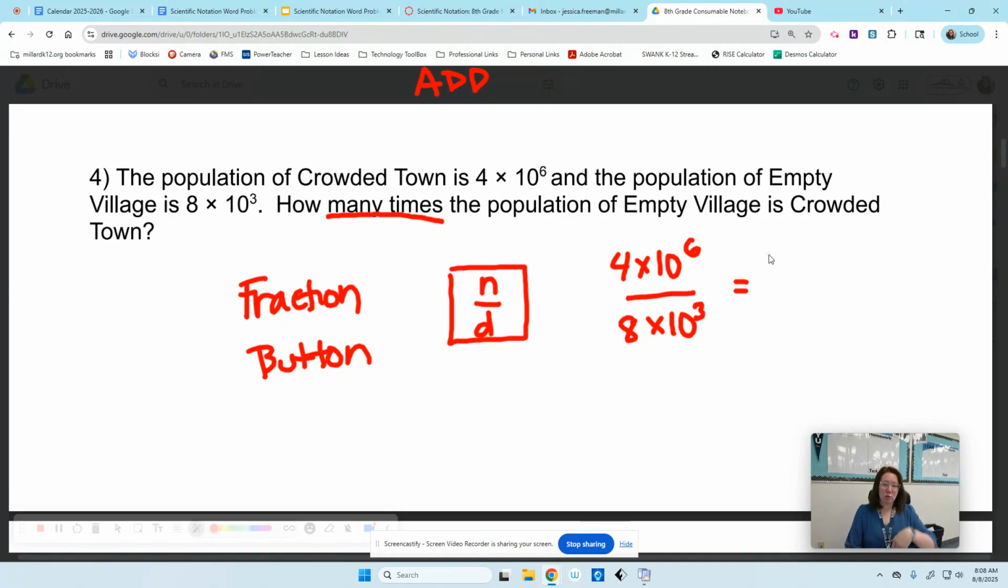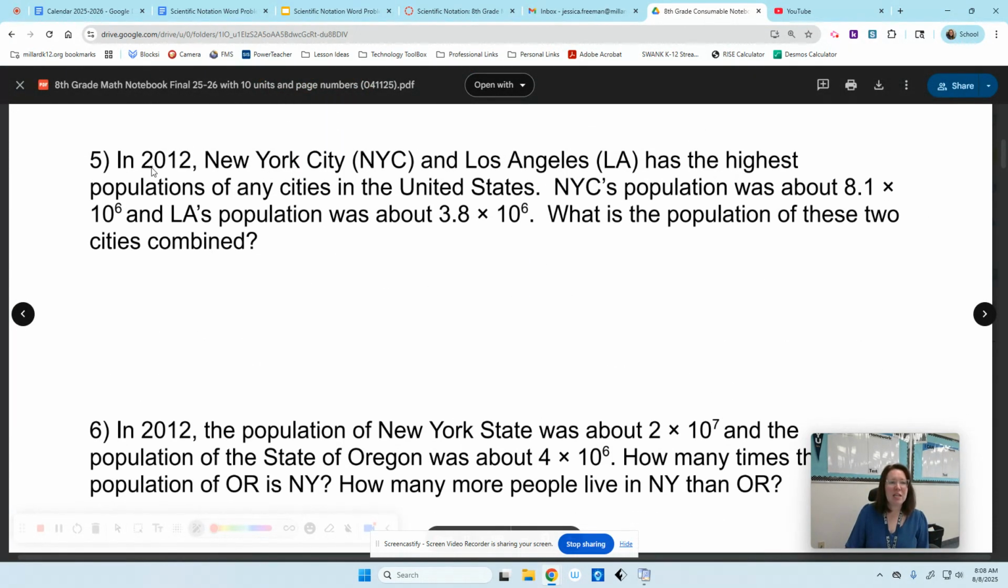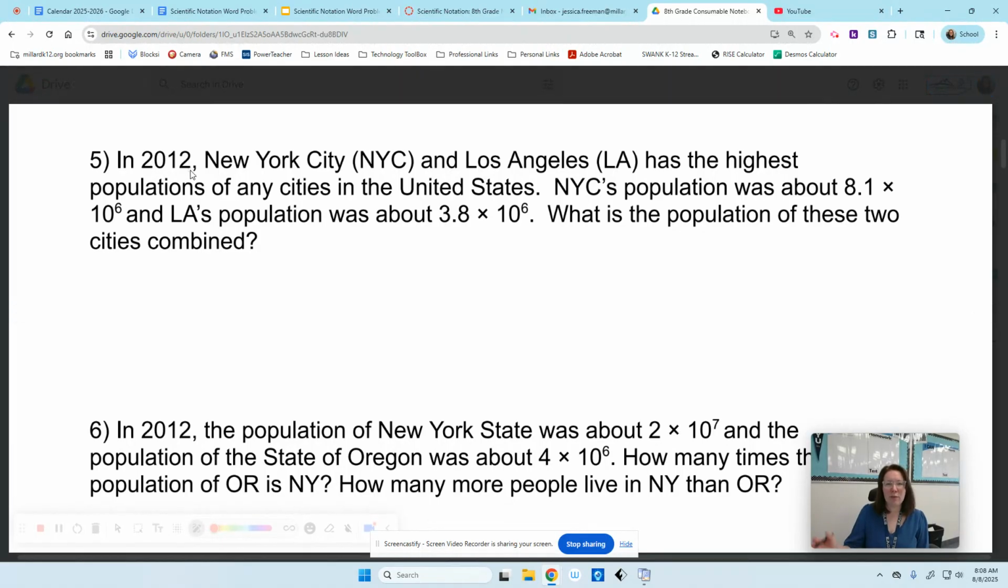As a team, you did 2 pages, so we can keep going. In 2012, I don't know why I'm using really old dates, New York City and Los Angeles had the highest populations of any cities in the United States. New York City's population was about 8.1 times 10 to the 6th, and LA's population was about 3.8 times 10 to the 6th. Oh, they're both times 10 to the 6th.